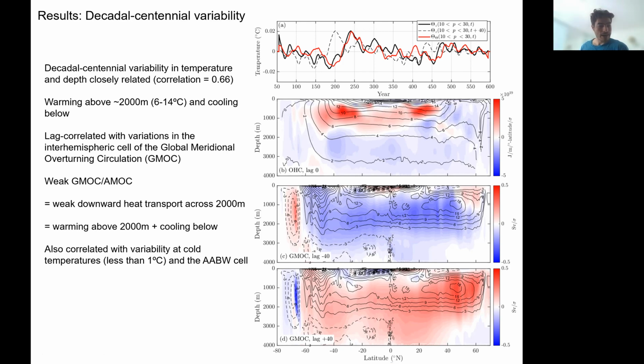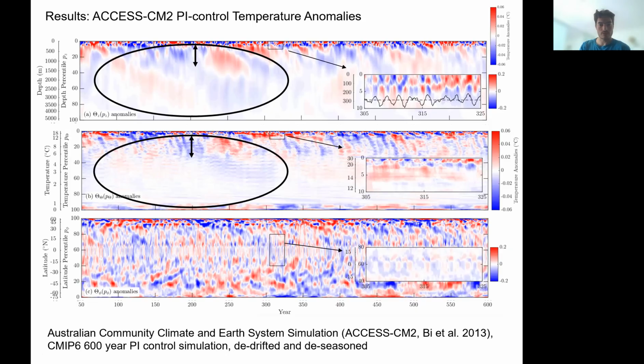The final thing I want to point out on this slide is that we also see a signal in the bottom water cell here in the southern hemisphere. And actually, if you look closely, you can see that that signal is correlated with the decadal signal at cold temperatures that I showed, I guess, on the previous slide. So this signal at the coldest temperatures is also related.